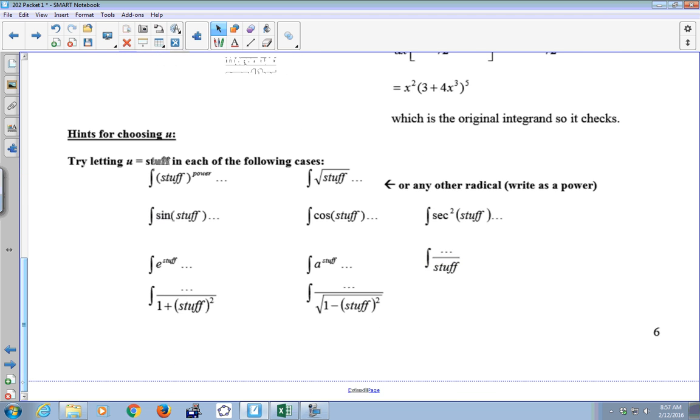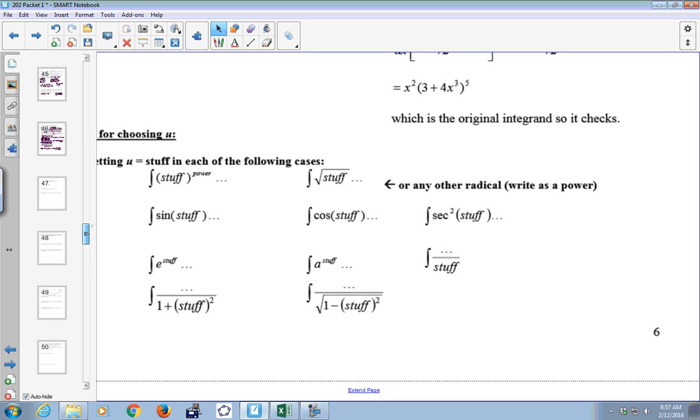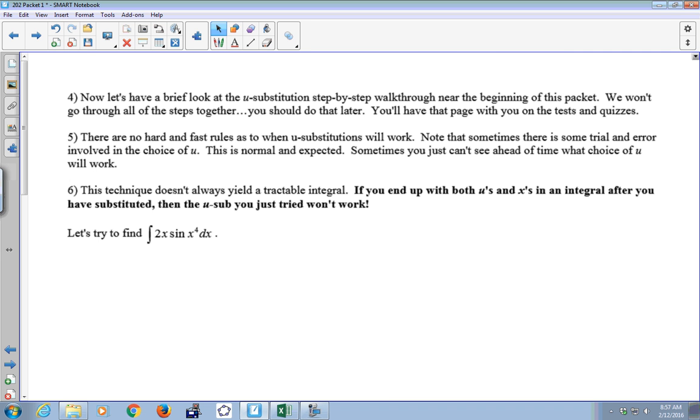Here are some hints for choosing u. Let u equal the stuff in each of the following cases. It's typically the inside part of a composite function, but not always. Again, there are no hard and fast rules as to when a u substitution will work. Sometimes there's some trial and error involved in the choice of u.